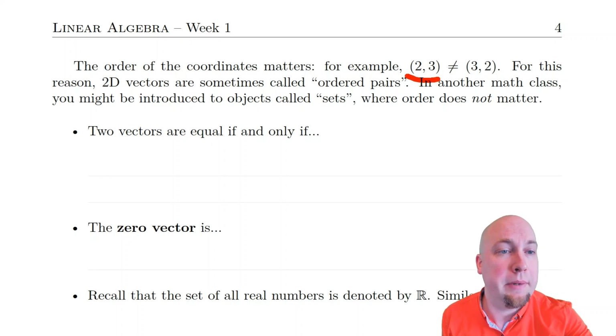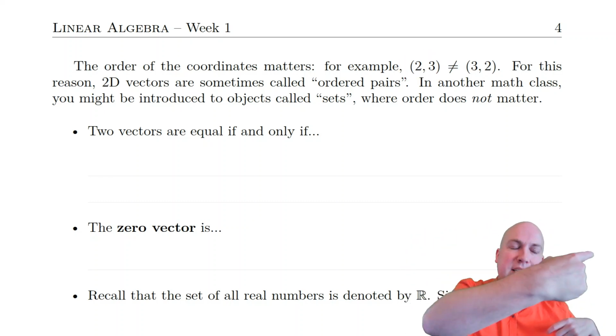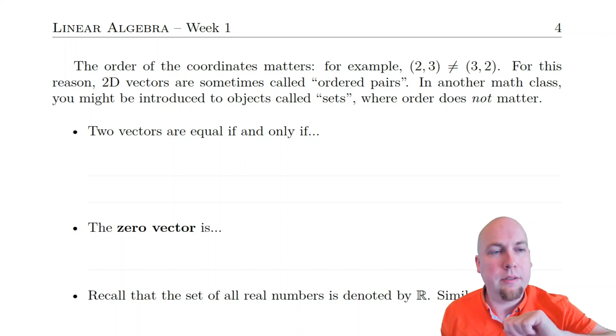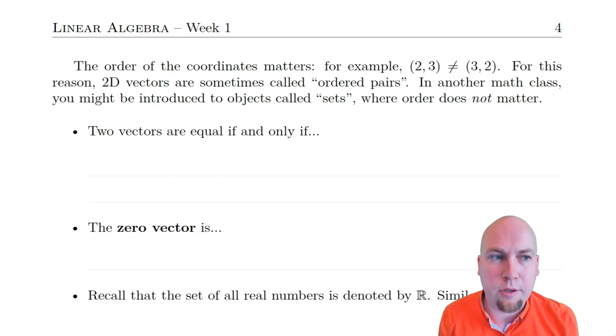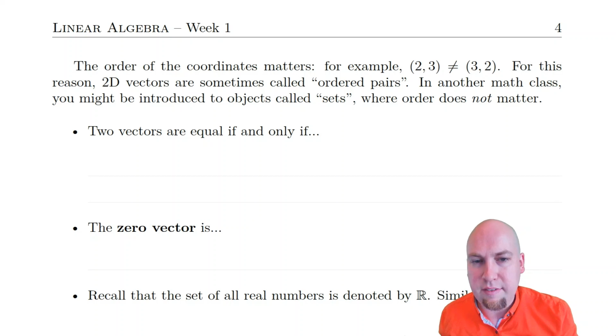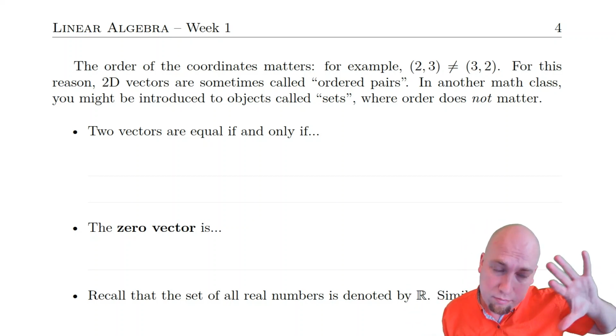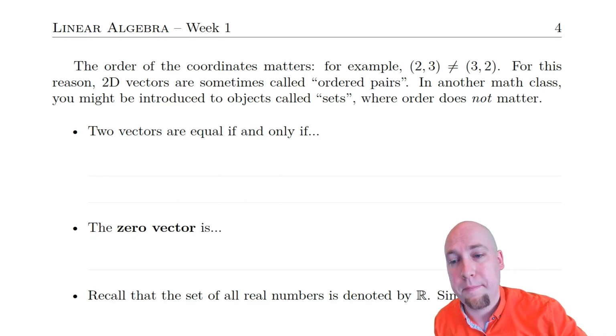This first one means you walk 2 units in the x direction and then 3 units in the y direction, whereas this one on the right means 3 units in the x direction and 2 units in the y direction. So order matters in vectors. There are other mathematical objects called sets where order doesn't matter. Those are not the things that we're looking at in this class.